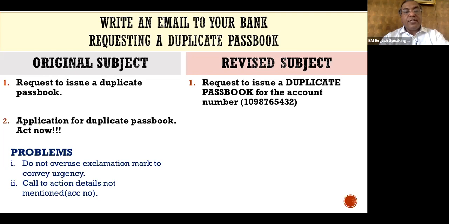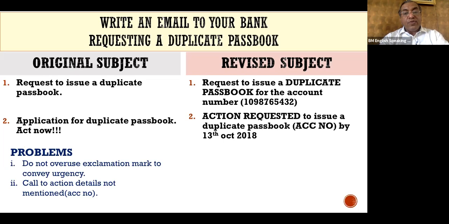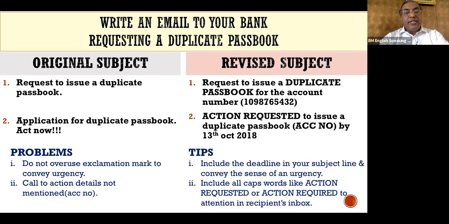This makes it very clear for the receiver of the email what the subject of this email is. Or: action requested, issue a duplicate passbook and the account number by this date. So I'm sure you compared the original subject to the revised subject. The tip that we are learning from this is to include the deadline in your subject line and convey a sense of urgency.